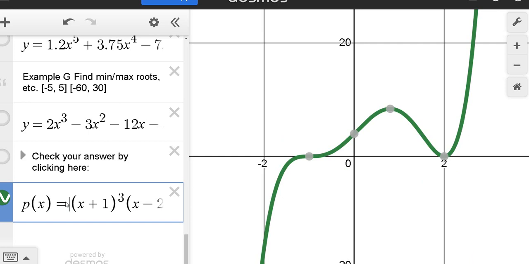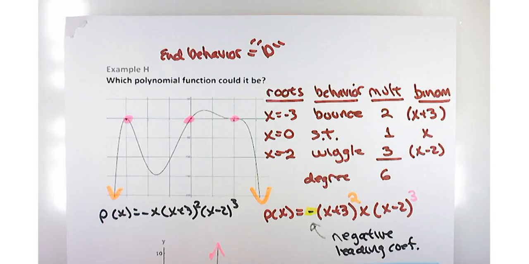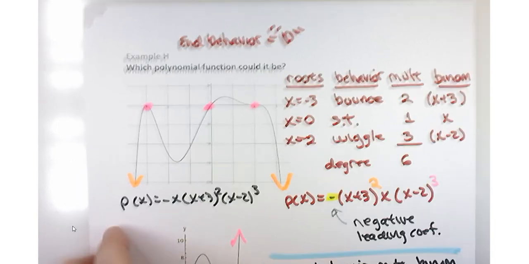Yes? On the test, do we have to memorize all the different behaviors? You should probably memorize those as you do the homework. And I will ask for bounce, wiggle, and straight through. So I guess the answer is yes. You are going to be responsible for knowing those types of behaviors by name. But if you're doing even a modest amount of homework, I think that you'll have those memorized without making a conscious effort to write yourself some flashcards.